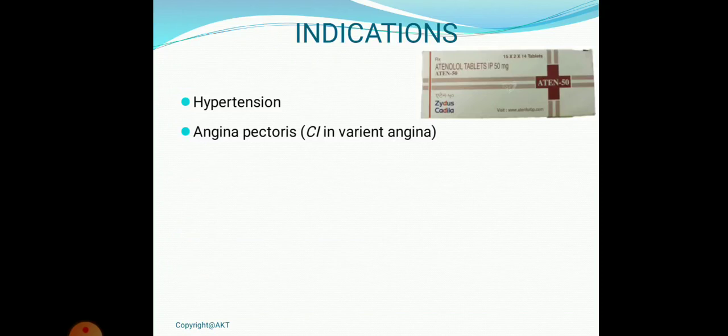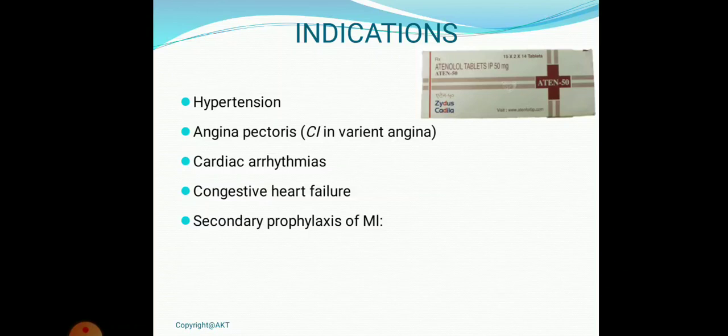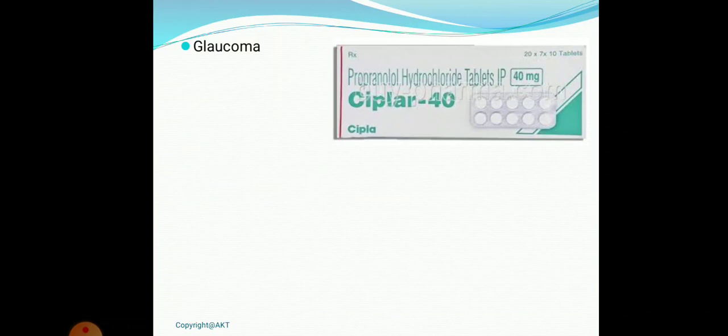Uses of non-selective beta blockers, they are highly useful for treating hypertension, angina pectoris, but it is contraindicated in variant angina because variant angina is due to the vasospasm of the coronary blood vessel. So non-selective beta blocker will promote the vasospasm, so it is contraindicated in variant angina. It is useful in cardiac arrhythmia, congestive cardiac failure, secondary prophylaxis of MI, glaucoma, pheochromocytoma along with the alpha blockers.